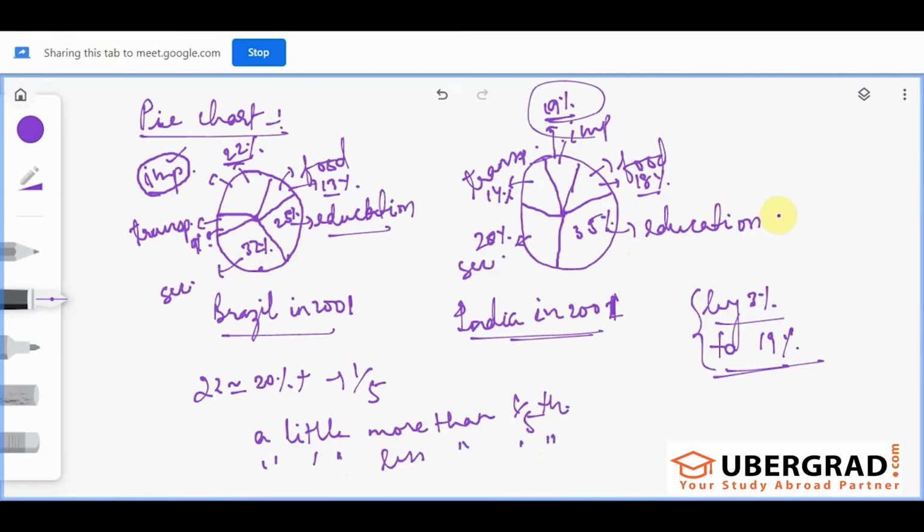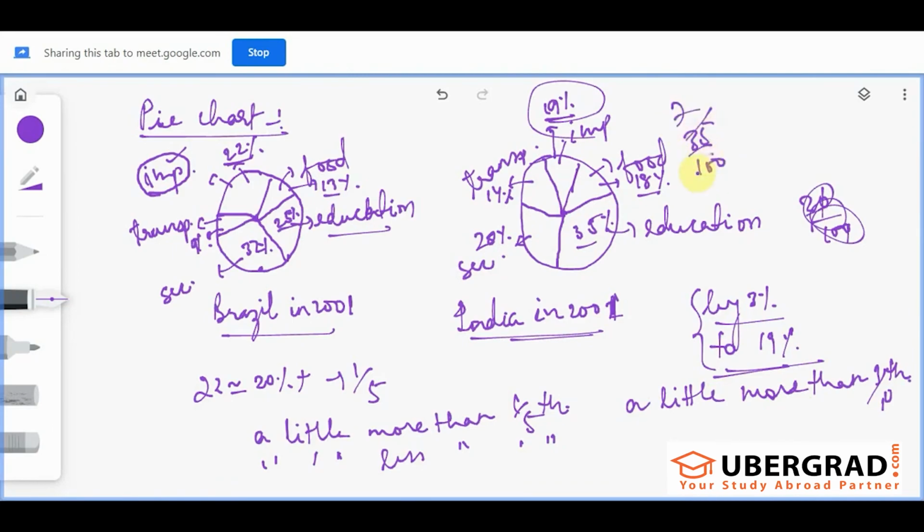32%, how much is 30? 30 by 100, right? How much is that? So how do we call it? 3/10, right? So you can say 32%, you can say a little more than 3/10. So similarly, try to change everything into fractions. 25 means 1/4, or you can use quarter also. 35% means you can convert 35 by 100. So 35 by 100 is how much? This is 7 by 20th, right?